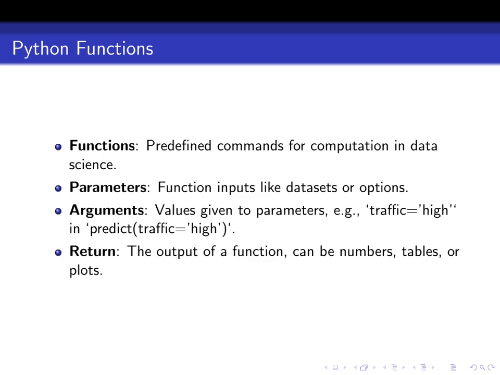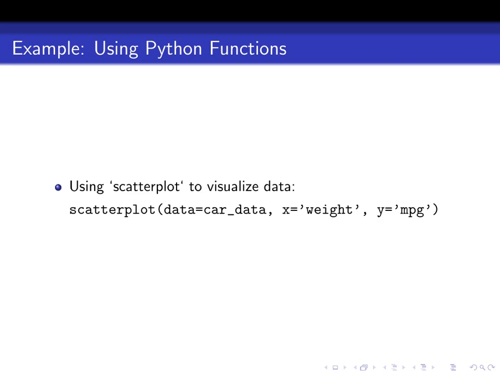Functions take parameters, which are inputs like datasets or options, and arguments, which are the specific values you give to these parameters. The function then returns an output, which could be numerical values, tables, or visualizations. For instance, we can use the scatterplot function to visualize how car weight affects fuel efficiency, showing a relationship between weight and miles per gallon.